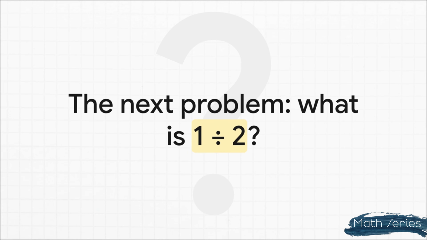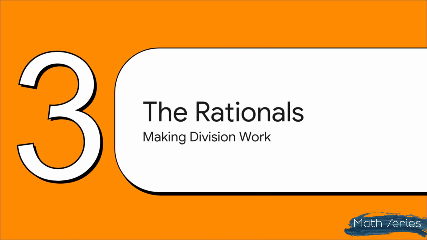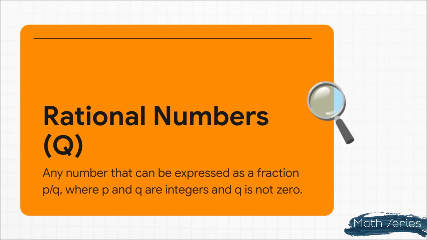What happens when you try to divide one apple between two people? What's 1 divided by 2? Uh-oh, once again, the answer isn't in our set. And so, to solve this division problem, we had to go back to the workshop and invent yet another tool. And this one is called the rational numbers. The rationals, which get the letter Q for quotient, are pretty much what they sound like. They're all the fractions, all the quotients you can possibly make by dividing one integer by another.